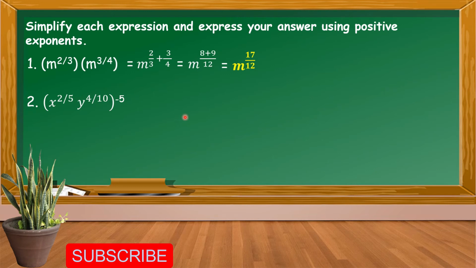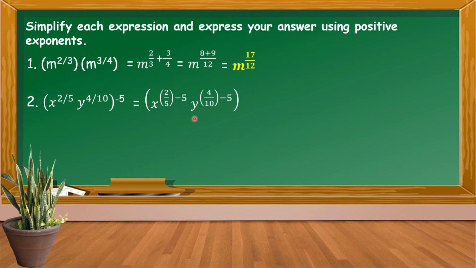X raised to the power of 2/5, Y raised to the power of 4/10, all raised to the power of negative 5. So there is an exponent of negative 5 outside the parentheses, and we have different bases, X and Y. This is an example of raising a power product to a power rule, wherein we are going to distribute this exponent, negative 5, to each rational exponent, 2/5 and 4 over 10. So we have x raised to the power of 2/5 times negative 5, and y raised to the power of 4 over 10 times negative 5.